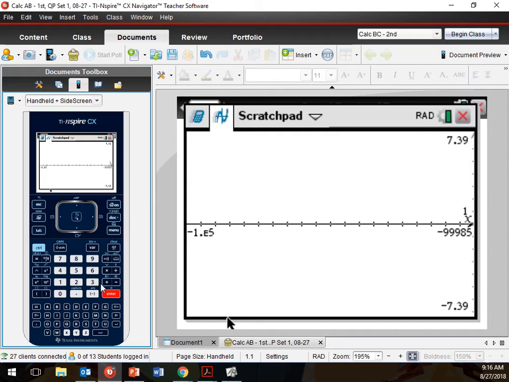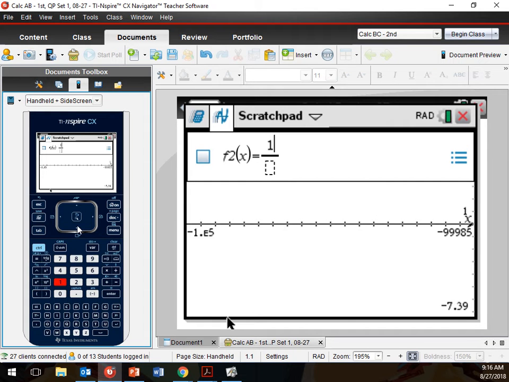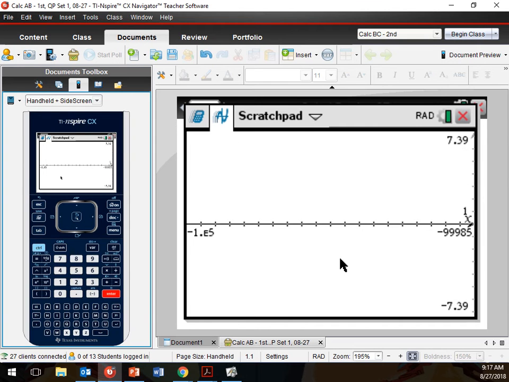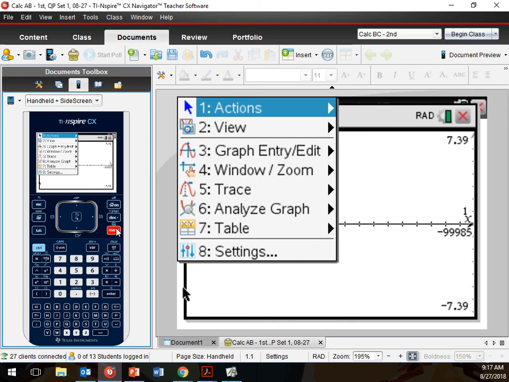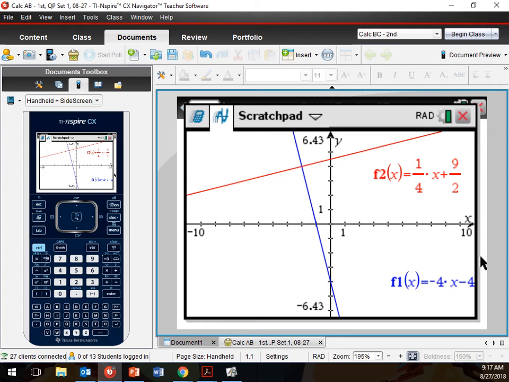Okay, and then my other one would be 1/4, right? 1 over 4 x plus 9 halves. Oops. 9 halves. There we go. All right, so your graph should be messed up right now, so let's go fix that. Window zoom, and let's do standard. There we go.